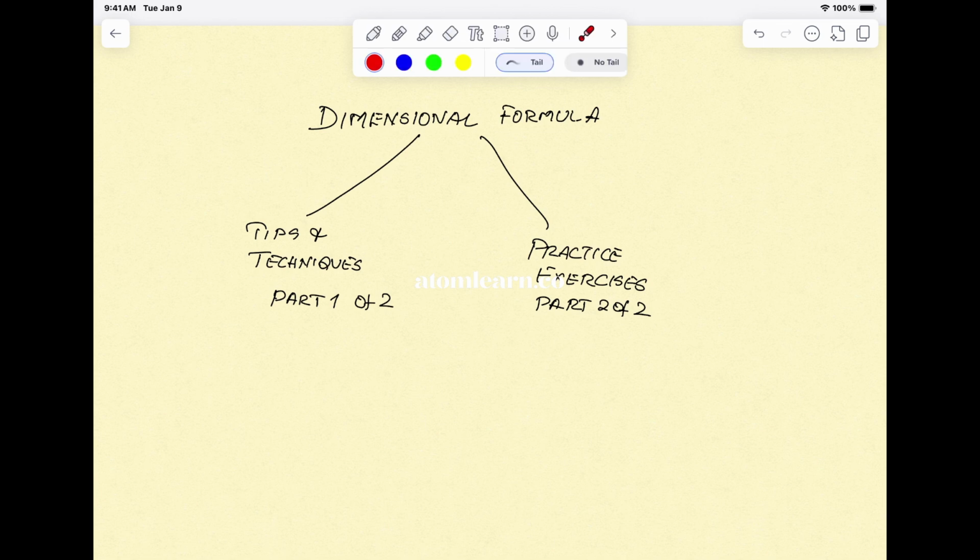Now, as I said, this is going to be part 1, in which I'll give you the tips and techniques required to solve the problems effectively, whatever you will get in the NEET as well as the JEE examination. Therefore, this is part 1 of 2. You should continue with the second part, which will be a separate video, part 2 of 2, where we will be applying the techniques we have learned to help you solve the problems.